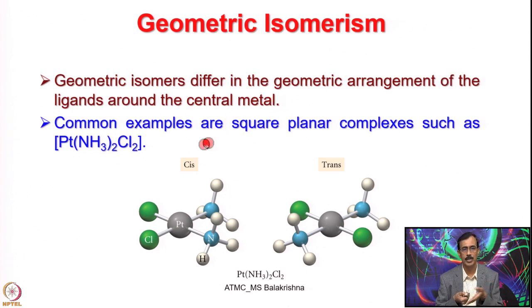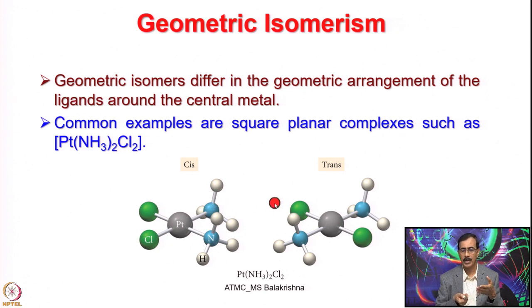I already mentioned, for example, you consider this diaminodichloroplatinum. When two amines are cis to each other, we call it cisplatin, and when they are trans to each other, we call it transplatin. So that means this compound exhibits geometric isomerism, and cis and trans compounds can be separated or they can be prepared using different methods.